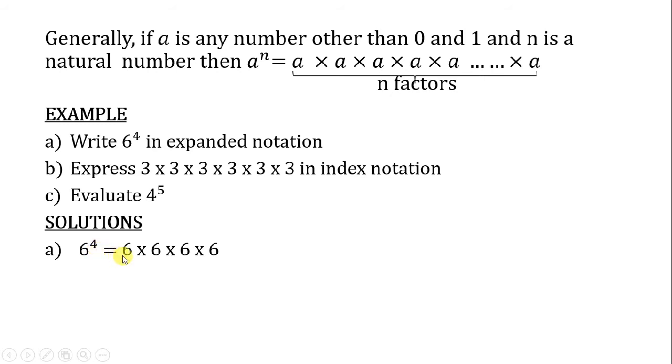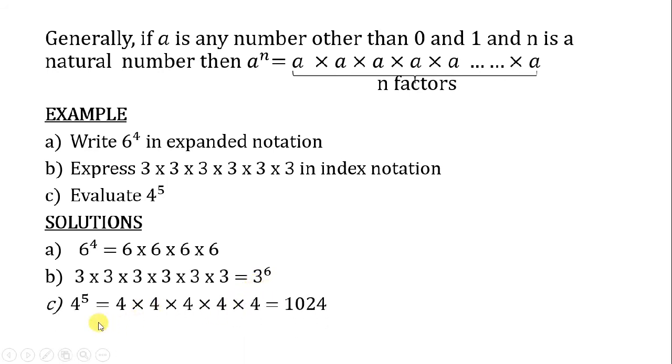So 6 to the power 4 is equal to what? 6 times 6 times 6 times 6. Meaning multiply 6 by itself how many times? 4 times. Let's go to B. We have 3 times 3 times 3 times 3 times 3 times 3 expressed in index notation. Our base is 3 and our power is 6. So we are saying multiply 3 by itself 6 times. Meaning the number of times we are multiplying 3 by itself is our power and our base is what? 3.